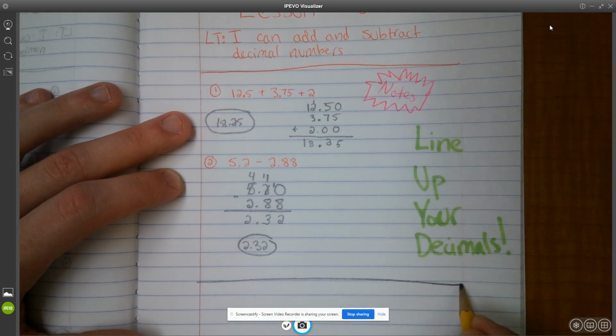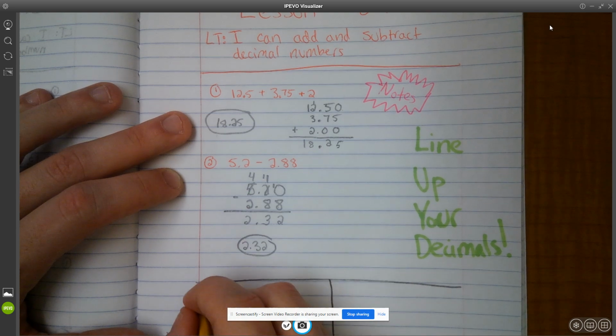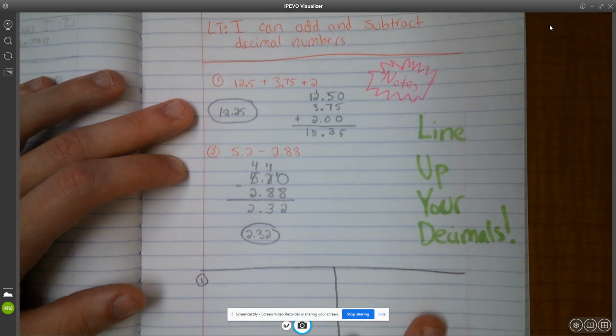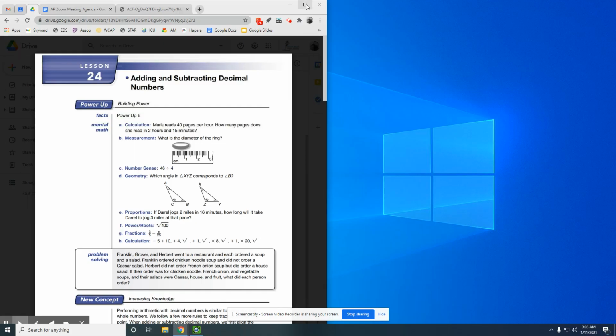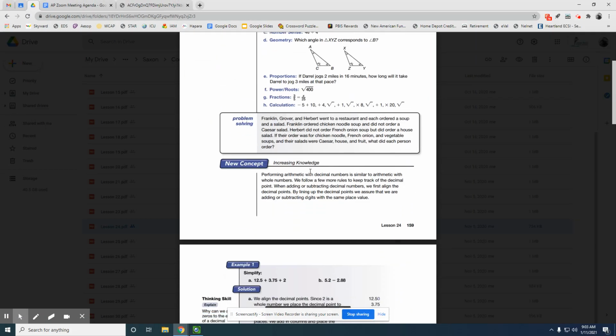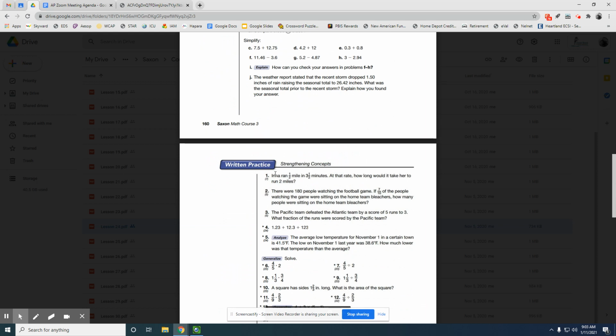Our line across and our line straight down the middle. And I'm going to help you with problem number 1. Let's switch one over. Here we are. Arena ran 1/2 a mile in 3.5 minutes. At that rate, how long would it take her to run 2 miles?